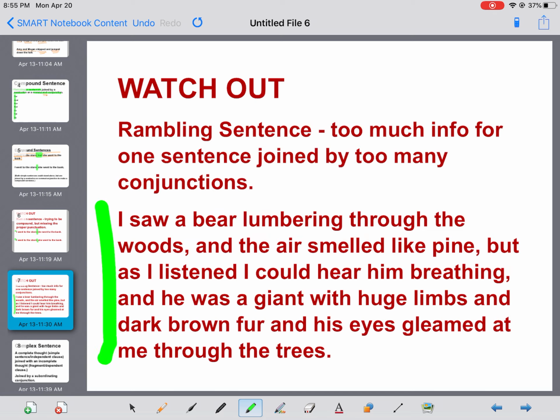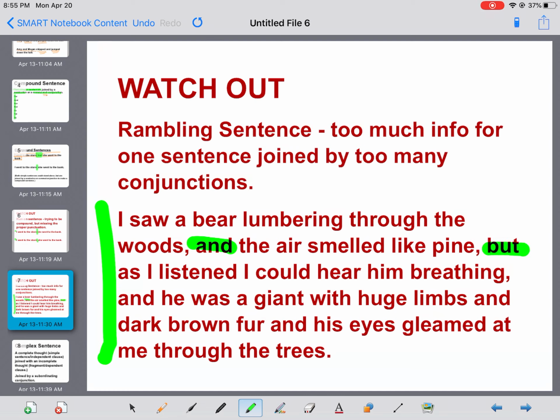You're writing, I saw a bear lumbering through the woods, and the air smelled like pine, but as I listened, I could hear him breathing, and he was a giant with huge limbs and dark brown fur, and his eyes gleamed at me through the trees. Too much information for one sentence. There are conjunctions all over the place, right?